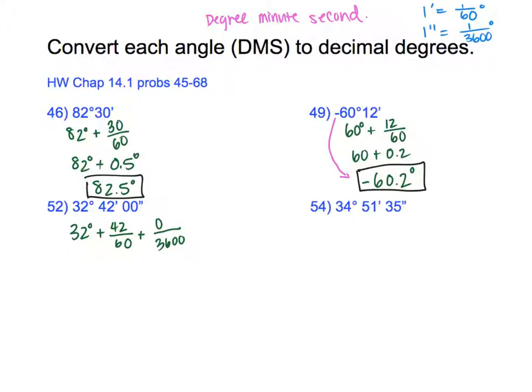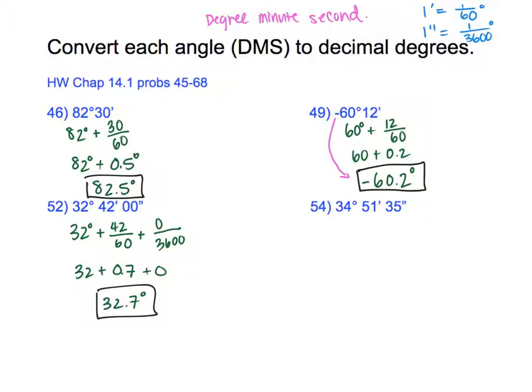But we know that when we divide 0 by anything, that's going to give me 0. So this here is 32 plus 42 divided by 60, which is 0.7. And then this one would just be 0. And so if you add them up, 32.7 degrees is my answer.